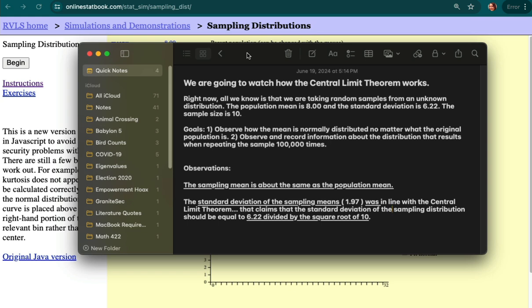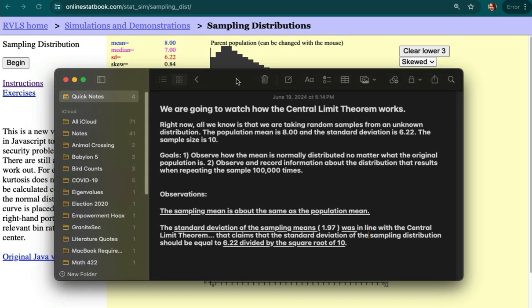So we have now verified, or we have confirmed in this example, that the central limit theorem does seem to hold true for large enough sample sizes, for a large enough sample from the population.